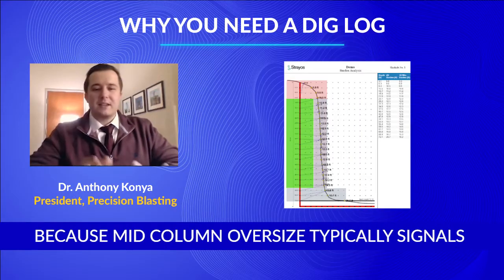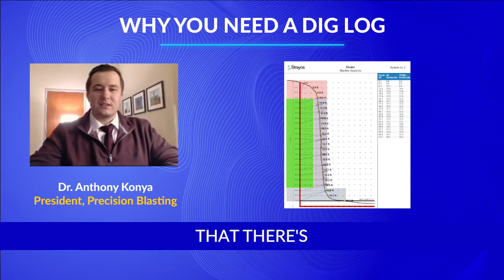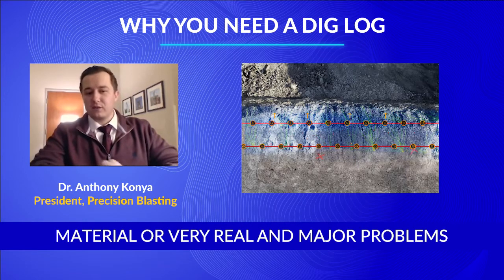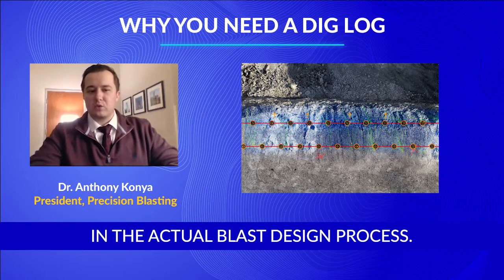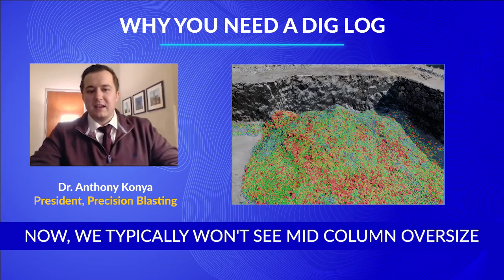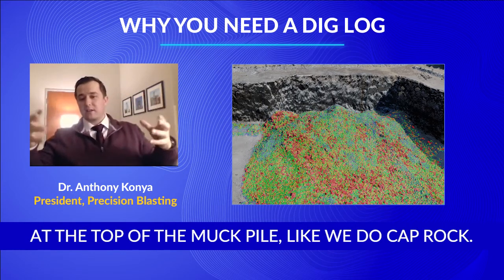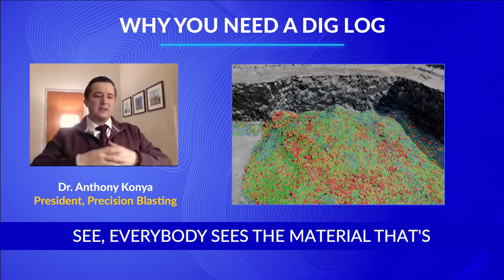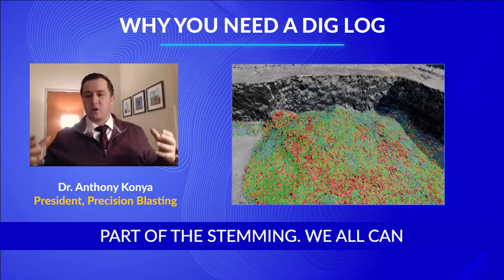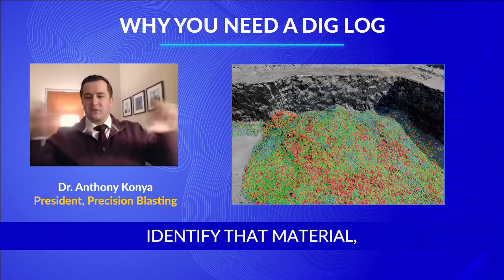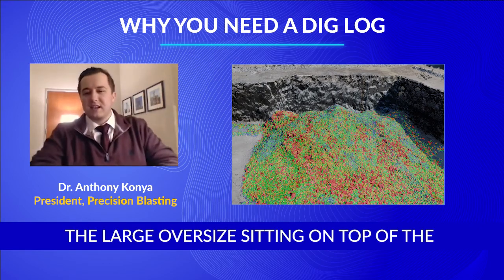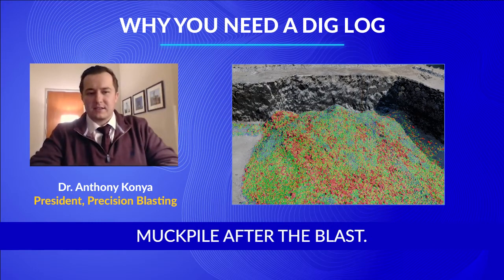Next, we'll talk about mid-column oversize. It typically signals that there are very real and major problems in the actual blast design process. Now, we typically won't see mid-column oversize in the muck pile at the top, like we do cap rock. Everybody sees the material that's part of the stemming. We all can identify the large oversize sitting on top of the muck pile after the blast.